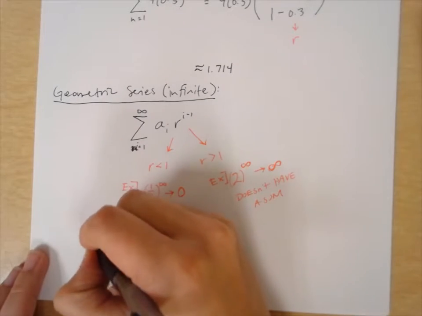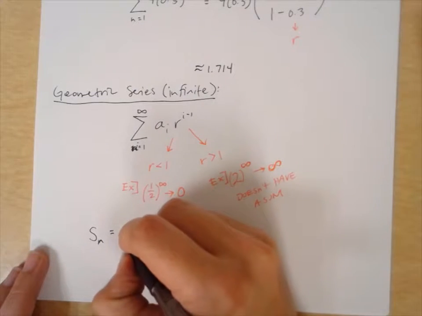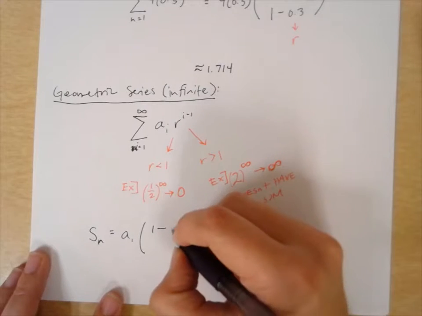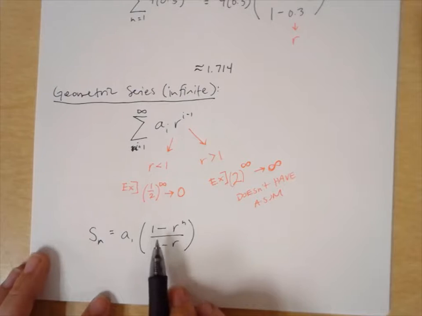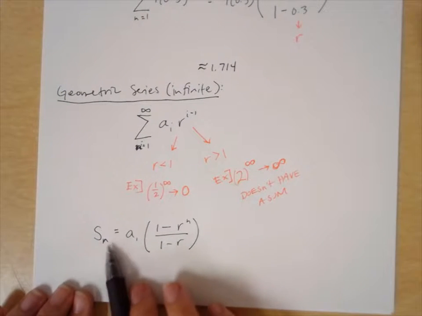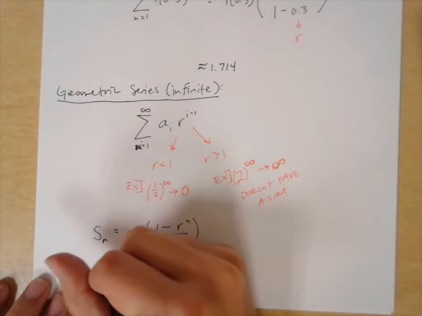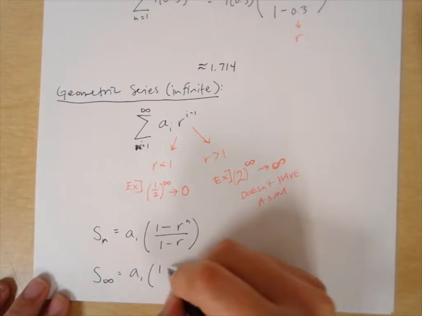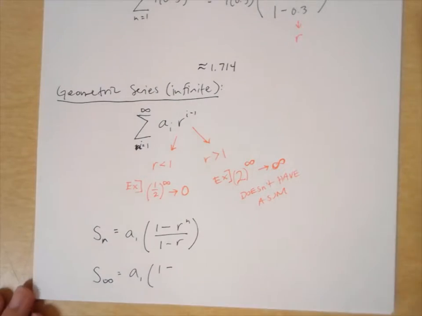However, what happens here with r less than 1 is, say I had that formula S sub n, right? And I wanted to see what's happening. 1 minus r to the n over 1 minus r. That's our formula, right? But now what we're interested in seeing is what happens as n approaches infinity, right? So S sub infinity, a sub 1, 1 minus, and here's what we talked about. We know that when r is less than 1, right?